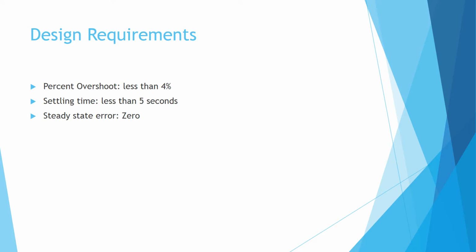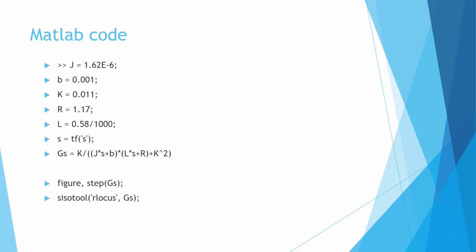To model a DC motor, I had to set design requirements. I set a percent overshoot of less than 4%, a settling time less than 5 seconds, and a steady state error of 0. The MATLAB code is shown, where J, B, K, R, and L were all found using the spec sheet for the typical DC motor. The G of S is equal to the P of S transfer function that was shown earlier. The figure step GS will give us the open loop graph. The SISO tool will give us the root locus graph that we want for the closed loop response.